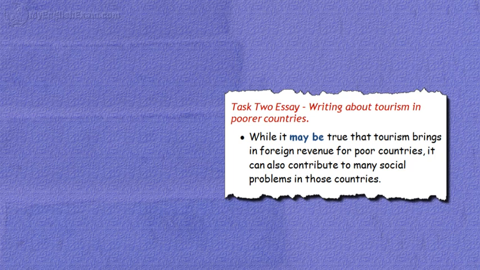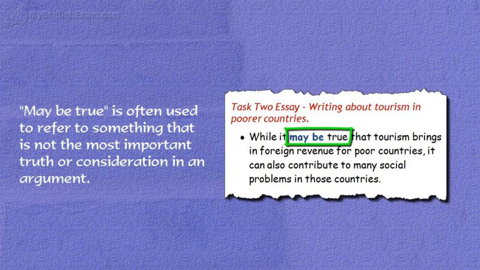Task 2 essay. Writing about tourism in poorer countries. While it may be true that tourism brings in foreign revenue for poor countries, it can also contribute to many social problems in those countries. May be true is often used to refer to something that is not the most important truth or consideration in an argument.